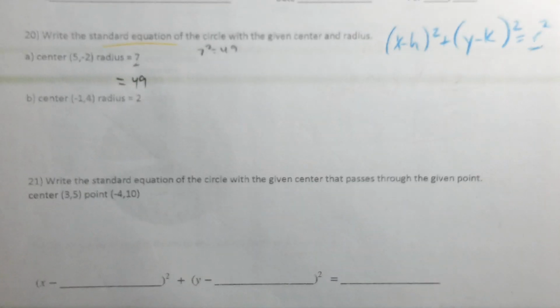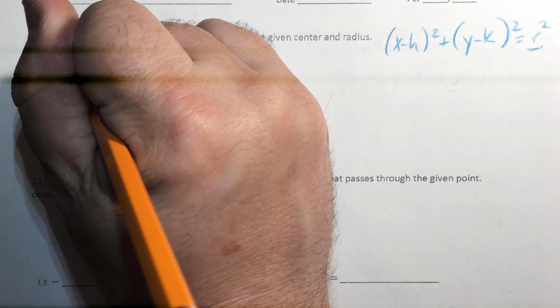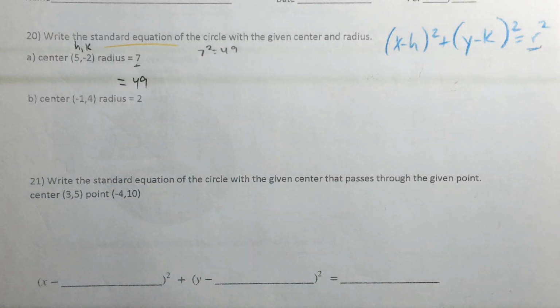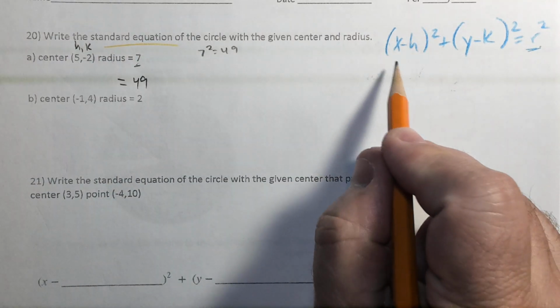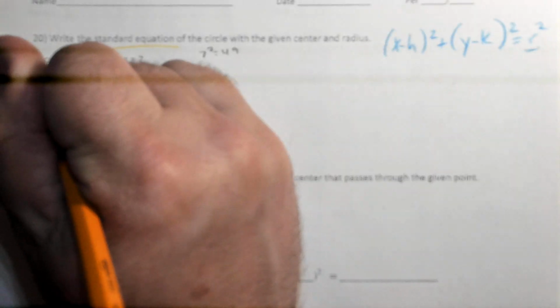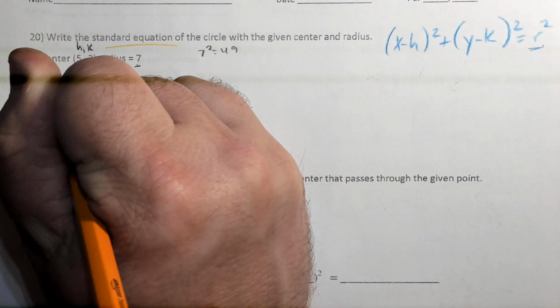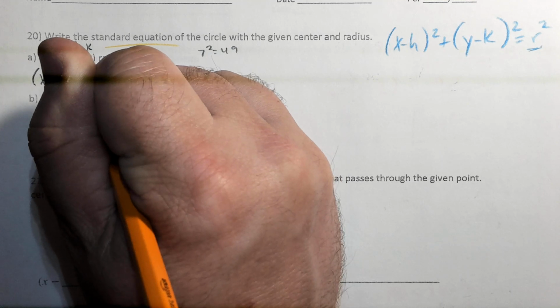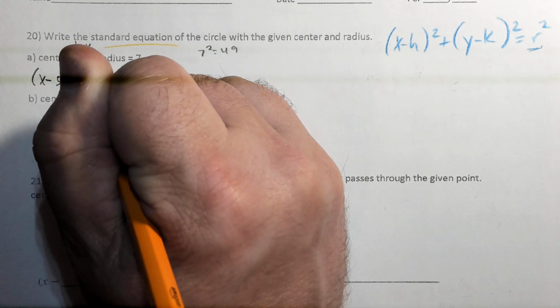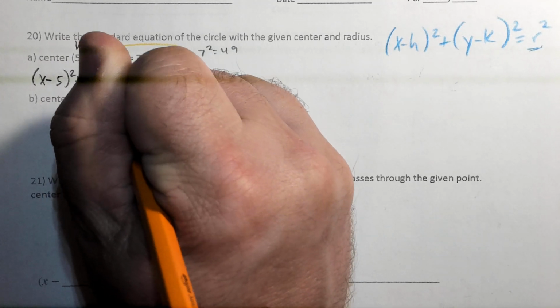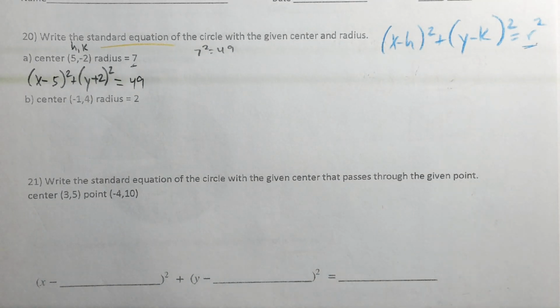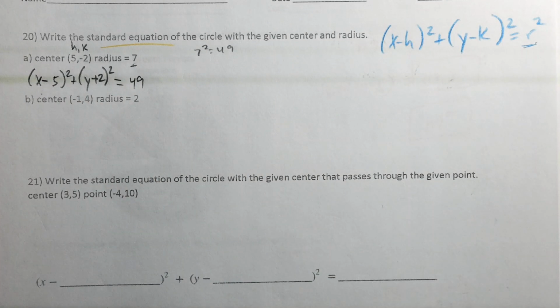Okay. Now the center is your h and your k. Don't ask me why, it just is. So x minus h is x minus 5 squared plus y minus negative 2. Well, minus negative 2 would be y plus 2. So this would be the answer to A.